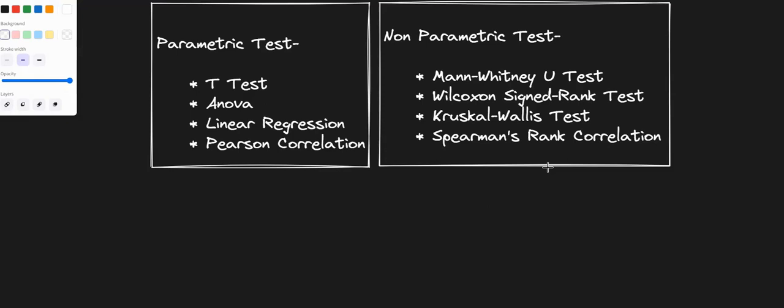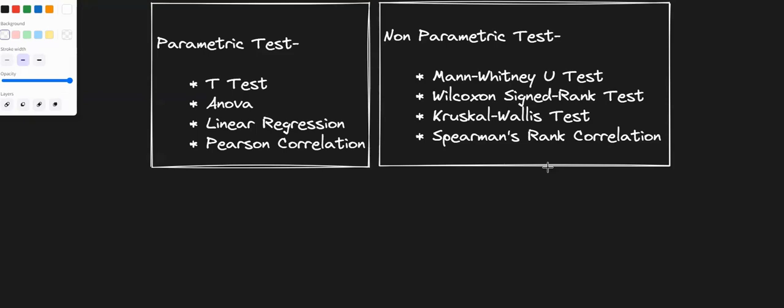Secondly, there are a few more criteria which decide whether we should use a parametric or non-parametric test, and we'll look into them in the videos as we go ahead. This is how we select whether to use a parametric or non-parametric test. The most commonly used parametric tests are t-test, ANOVA, linear regression, and Pearson correlation.